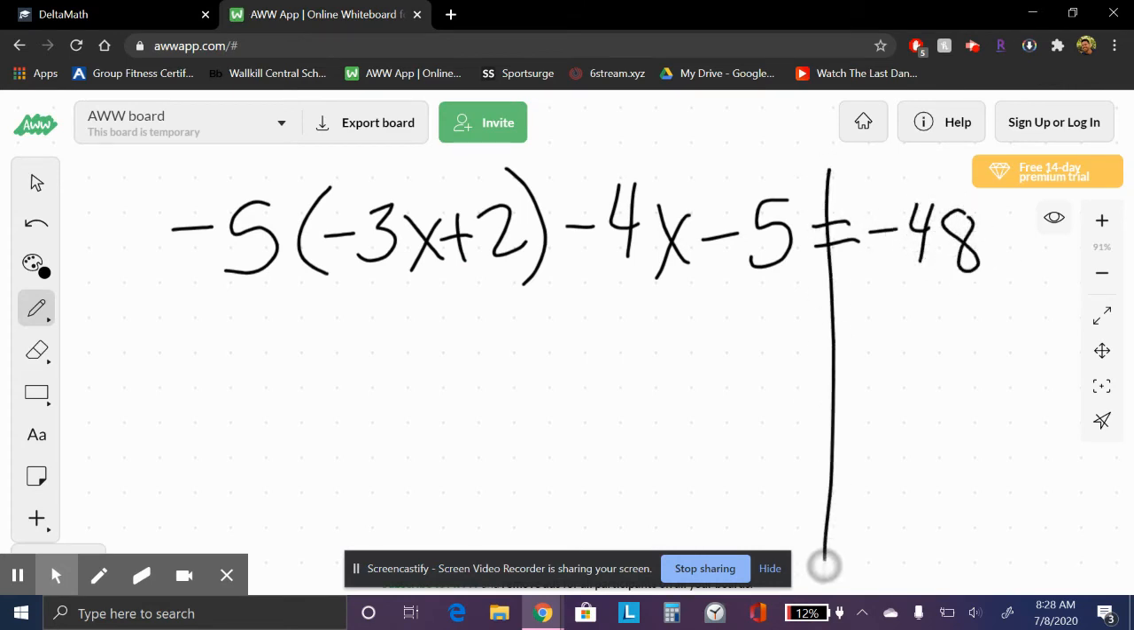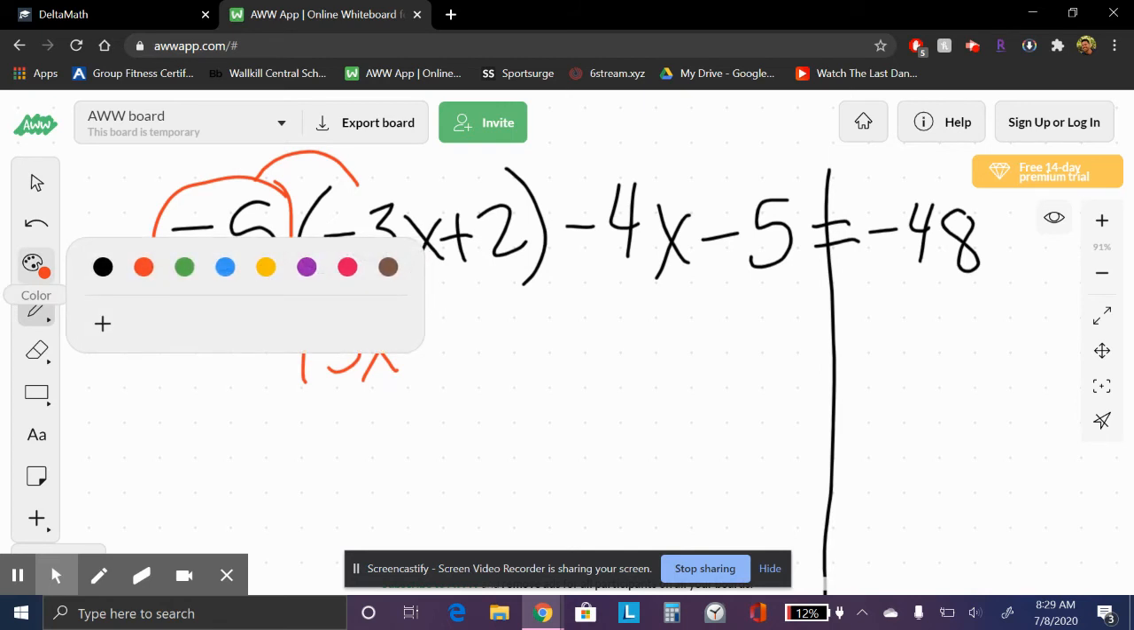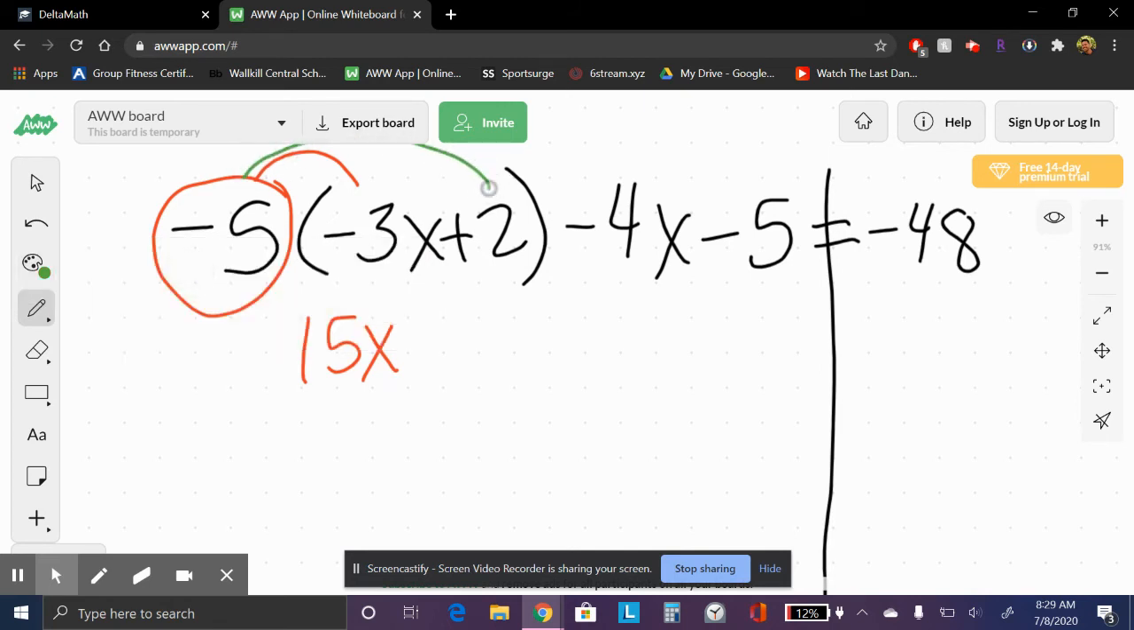Again, line down the equal sign. First thing I do, distribute the negative 5 to negative 3x. So negative 5 times negative 3x is positive 15x. Negative times a negative is a positive. Negative 5 times 2 is negative 10. Bring everything else down.